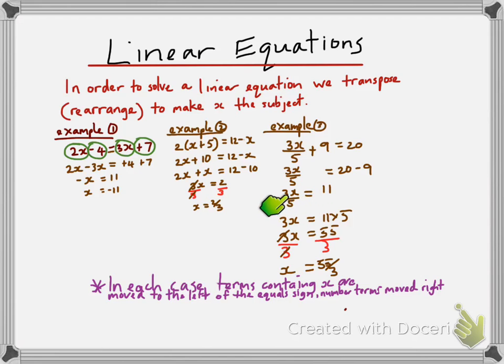At this stage, because we want to get x by itself, we notice that 3x has been divided by 5. So to undo that, we times both sides of the equation by 5. So 3x equals 11 times 5. 3x is 55. The last step, as always, is to do a division to get x by itself. Dividing both sides by 3, we can cancel, and we'll leave x as the fraction 55 over 3. So in each case, terms containing x are moved to the left of the equal sign and number terms to the right.